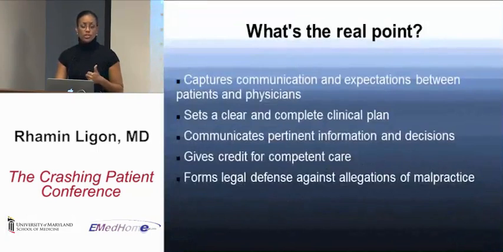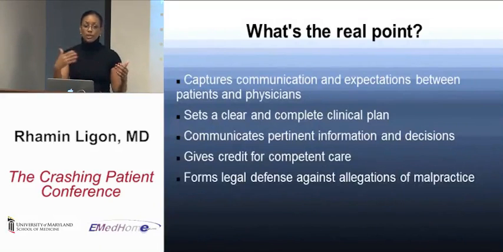So really, what are we trying to do? Our records should capture communication and expectations set between the patients and the physician. It's almost a contract. It's a map. It's what I plan to do and the proof that I actually did what I set out to do. It should set a clear and complete clinical plan. It should communicate pertinent information and decisions, and that part we actually do fairly well. And it should give us credit for the competent care that we generally provide to our patients. If you do all of that, what you end up with is a nice tight chart that forms a nice legal defense in the unlikely case that there's some allegation of malpractice.